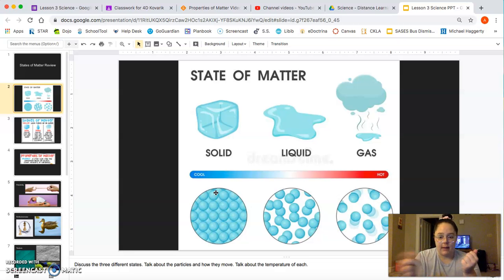And then once we add more heat, it turns into a gas. Those molecules are all over the place. It's filling up the entire space of the area. And remember, gases we can't really see usually. So the gas just expands into the area that it's in. So solid, liquid, gas. Solid is the coldest, gas is the warmest. So as we're adding heat, it's moving this direction.